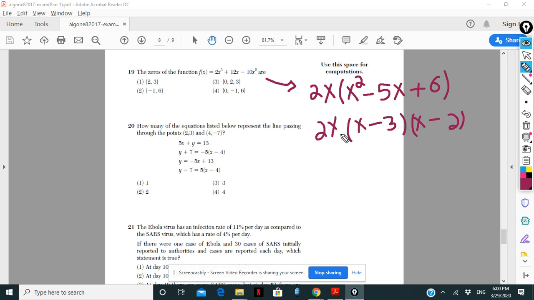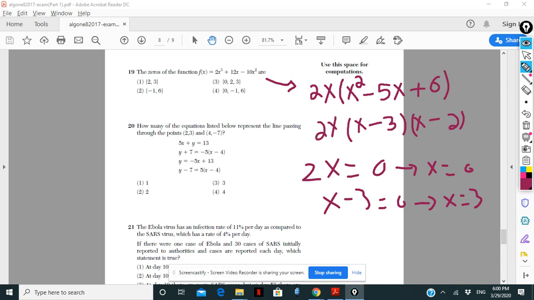So what are the zeros? 2x equal to 0, so x equal to 0. x minus 3 equal to 0, so x equal to 3. x minus 2 equal to 0, so x equal to 2. So the set of solutions is 0 to 3. So the answer should be 3.